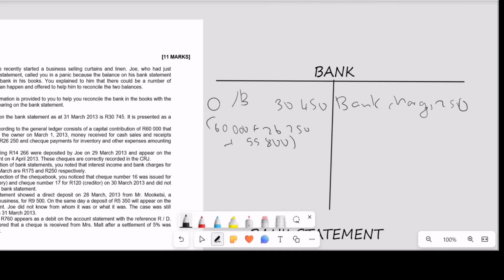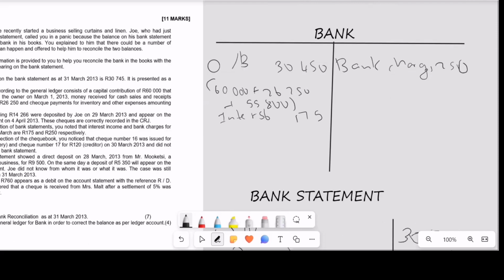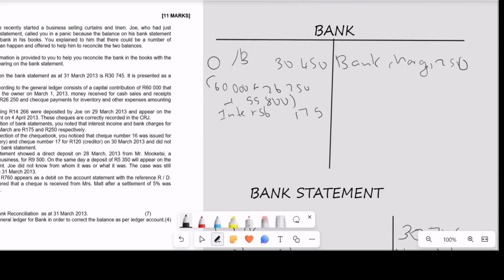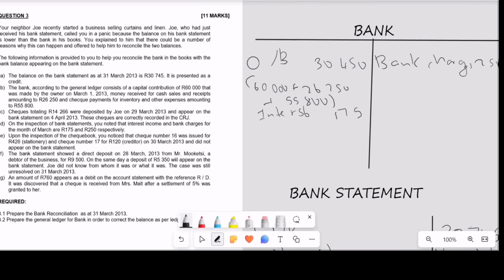Bank charges and interest. We have interest income. So we're going to have to include it on the debit side because it's an income. It's money that's coming to the business. It was 175. So with these two amounts, guys, the reason why we included them is because in our bank statement, the bank already included these amounts on our account, but we have not yet included them in our books. So that's why we're taking them into account now. Okay, let's move on.